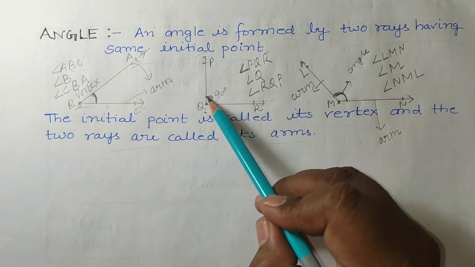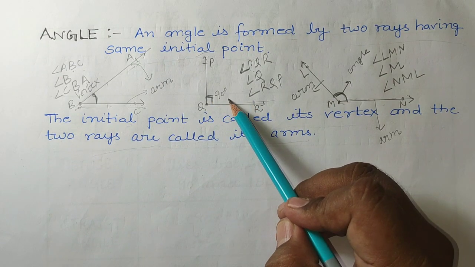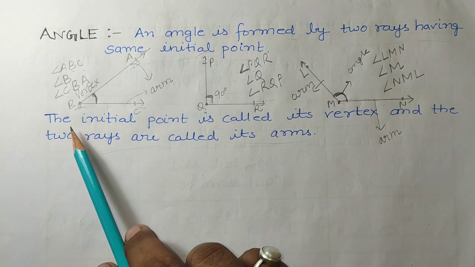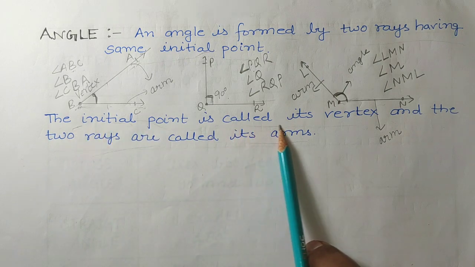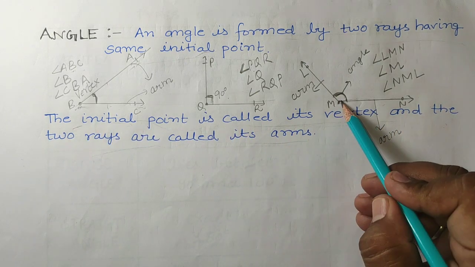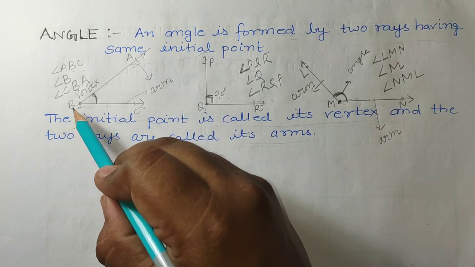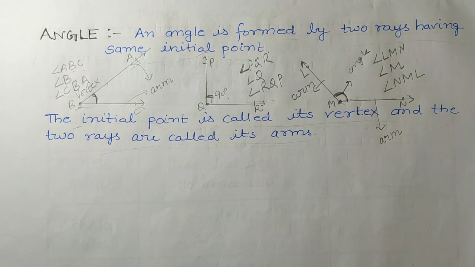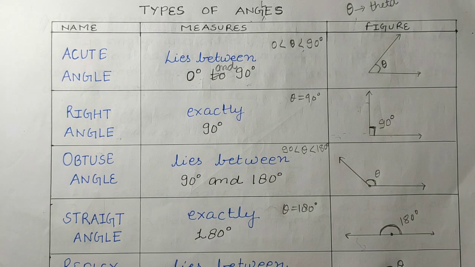And the figure like this makes 90 degrees, I have told you. What else have we written? The initial point is called the vertex. This point M, Q and B is known as the vertex of an angle, and the rays are known as its arms.